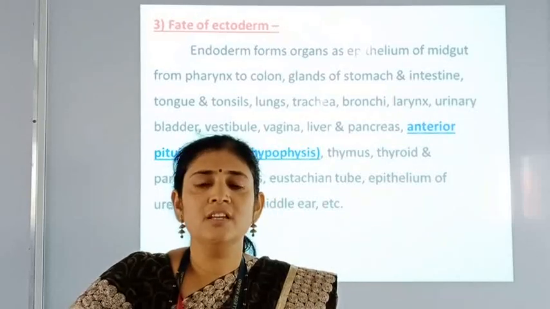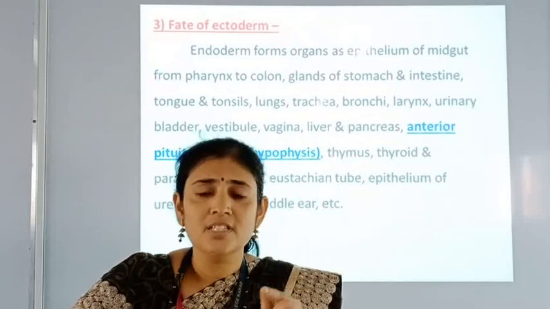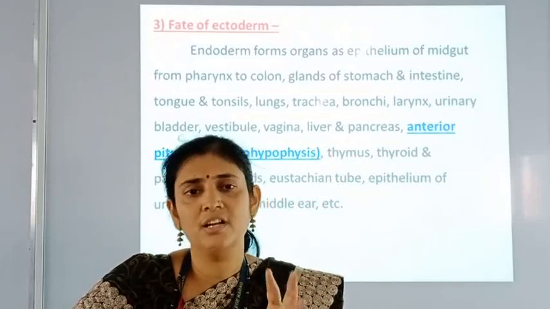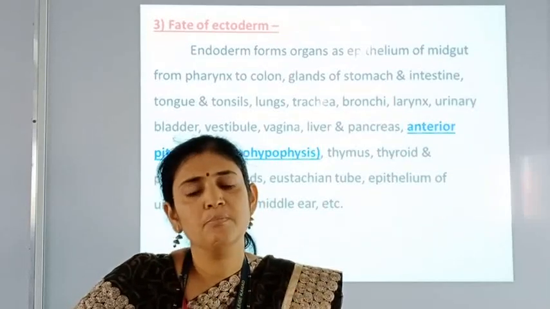And as we have seen, if one organ is formed in our body, it consists of some parts which are derived from ectoderm, some parts which are derived from mesoderm and some parts which are derived from endoderm.